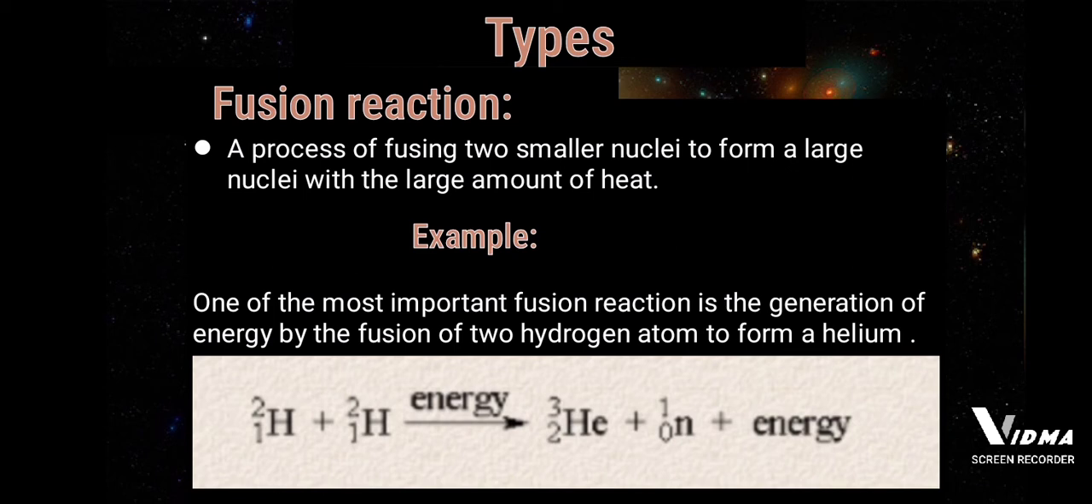Then the second reaction is the fusion reaction. Basically, it is a process of fusing two smaller nuclei to form a larger nucleus with a large amount of heat. For example, one of the most important fusion reactions is the generation of energy by the fusion of two hydrogen atoms to form a helium. So we can see that two small hydrogen atoms, in the presence of energy, give us a helium atom. Energy and neutrons are also released in this process.